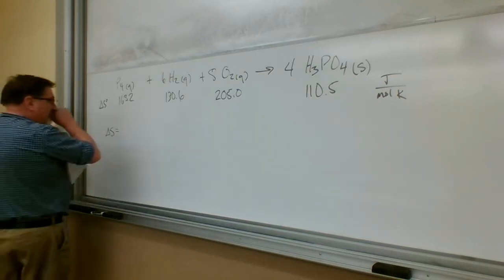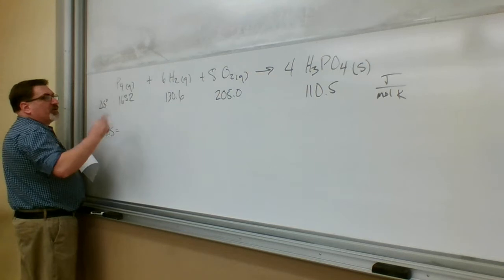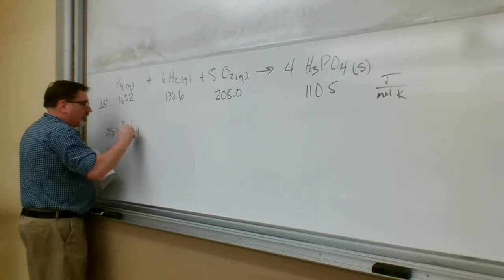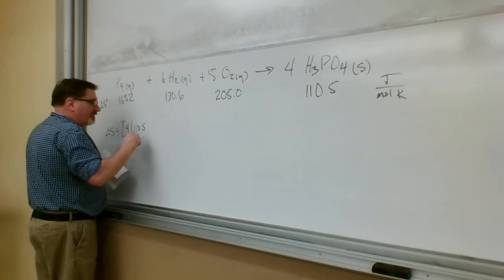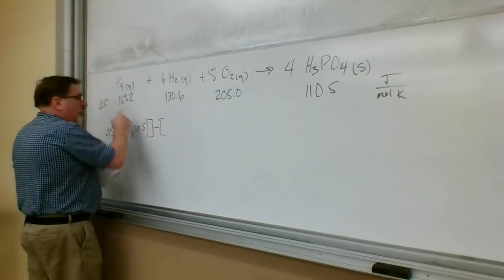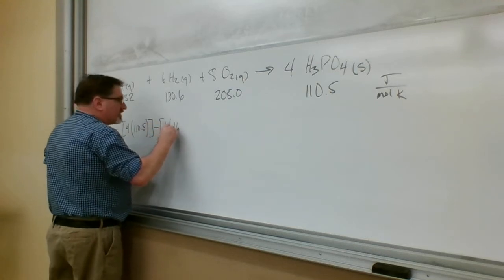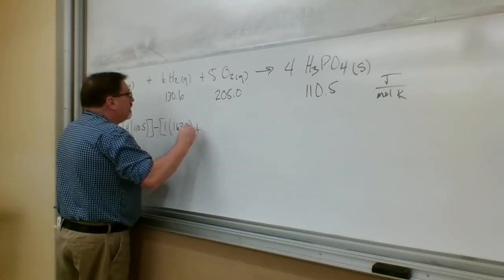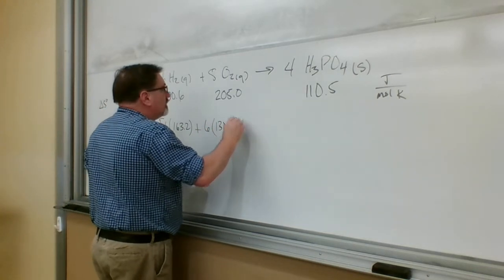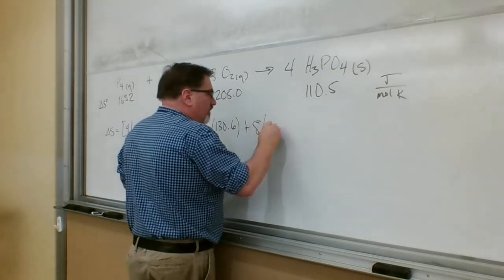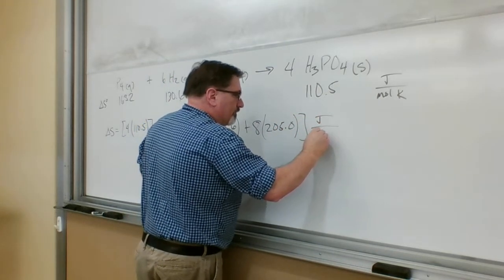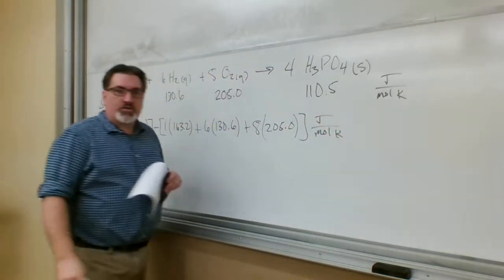All right, so when I type this through, I'm going to use products. So we have 4 times 110.5. It's the only product, minus 1 times 163.2 plus 6 times 130.6 plus 8 times 205.0. All in joules per mole Kelvin.